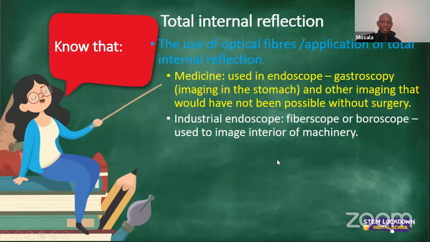So an example of them is what we call a fiberscope or borescope. These are used to image interior parts of machinery, so you don't necessarily have to open bigger machinery. You just use the fiberscope or borescope to look at that machinery.